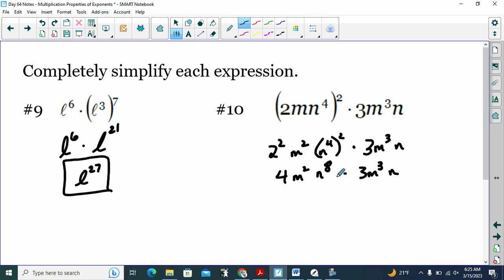And now I'm multiplying two things. 4 times 3 is 12. M squared times m to the third. When we multiply, we add up the exponents. 2 and 3 make 5. N to the eighth times n to the first. 8 and 1 make 9. 12m to the fifth, n to the ninth.